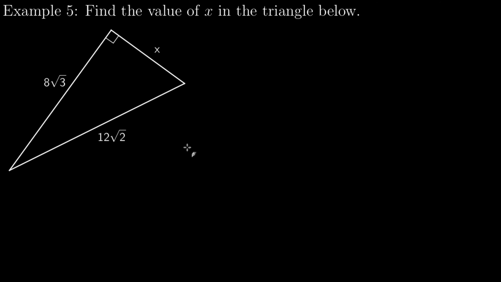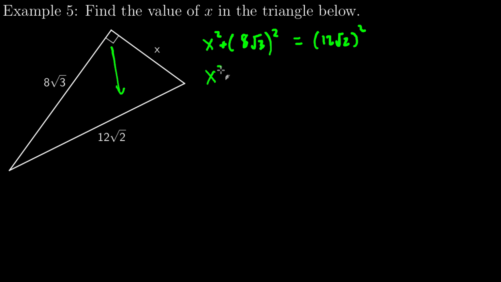Okay, getting some bigger numbers here, but we start off the same way. Find c. c in this case is 12 root 2, so I will have 12 root 2 squared. A and b, doesn't matter the order, so I'll have x squared plus 8 root 3 squared. I'll bring down my x squared. 8 root 3 squared, I will square the 8, get 64, square the root 3 and get 3. For this side, I will square the 12 and get 144, square the root 2 and get 2.